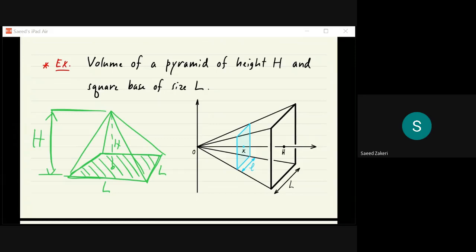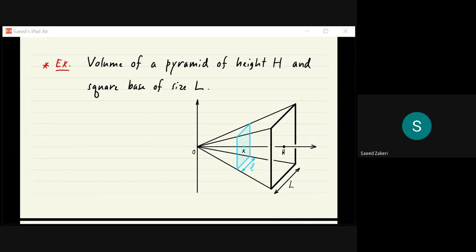Maybe you've already seen the formula for the volume of a pyramid, but what this new piece of knowledge coming from calculus teaches you is that you don't need to memorize this formula. Every time you need it, you can derive it. So that's what I'm going to do.